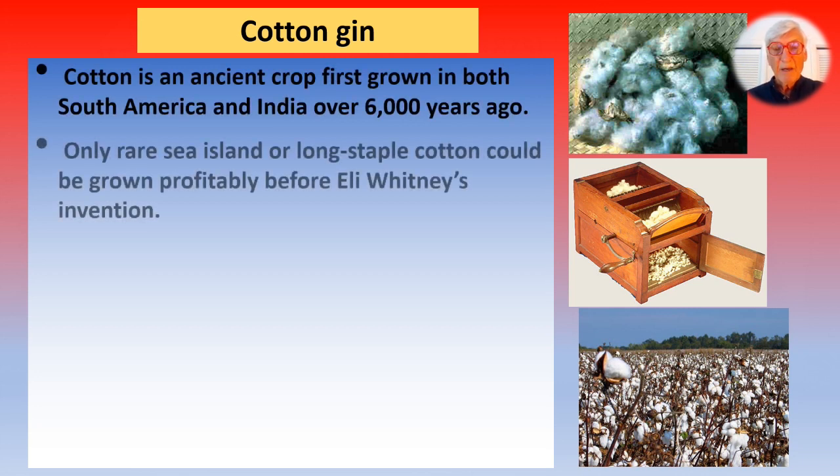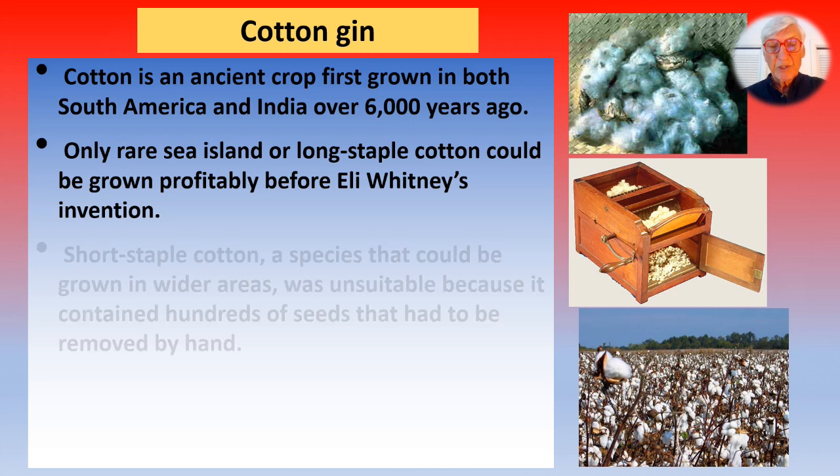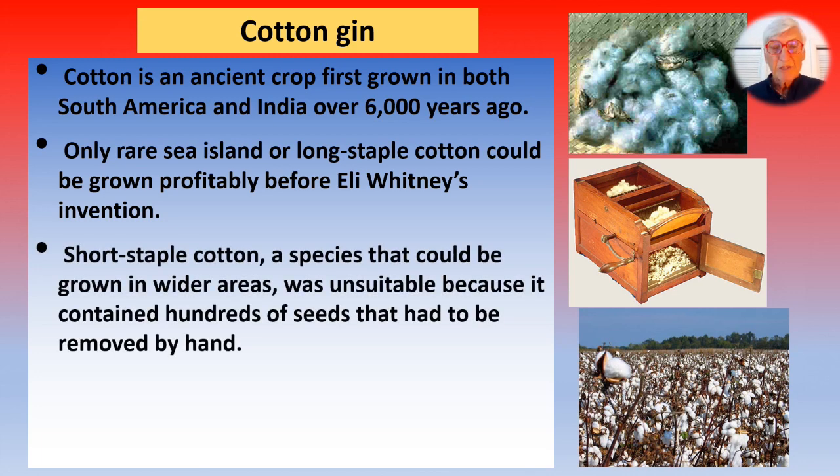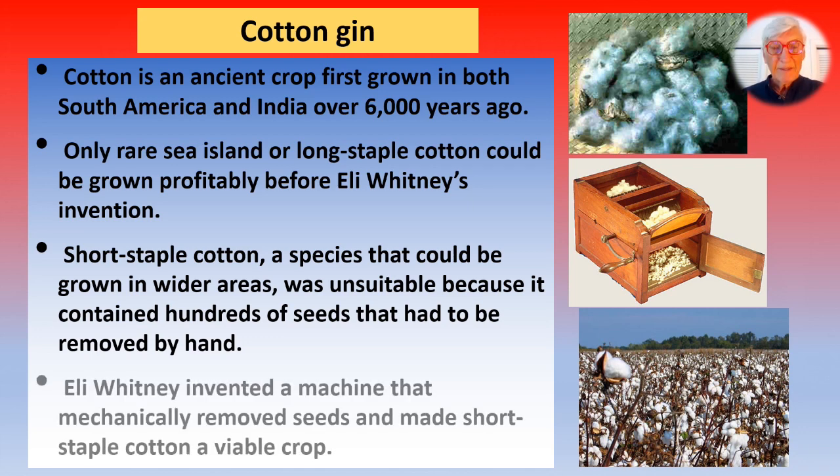Cotton itself is an ancient crop, first grown in both South America and India 6,000 years ago. Only rare sea island or long staple cotton could be grown profitably before Eli Whitney's invention. Short staple cotton, a species that could be grown in wider areas, was unsuitable because it contained hundreds of seeds that had to be removed by hand. And there's sharp little points in there, and it was a nasty business to do it. He invented a machine that mechanically removed the seeds and made short staple cotton a viable crop.